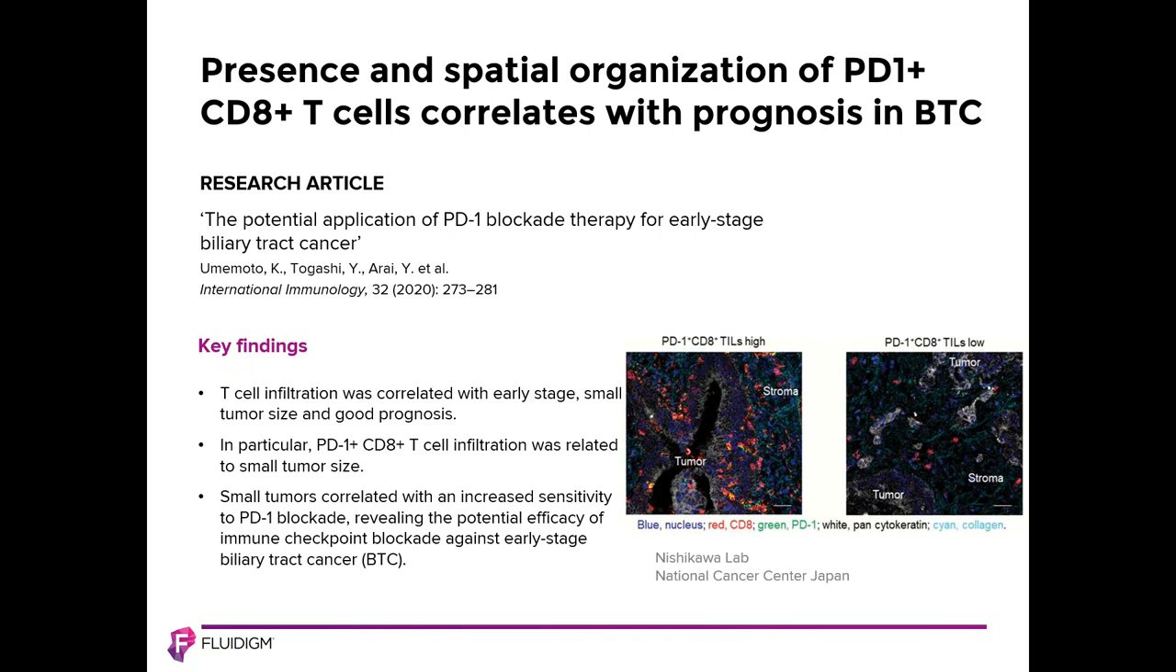In addition to using cells in suspension, checkpoint inhibitor studies have looked at tumor microenvironment using imaging mass cytometry. Here in the Nishikawa lab at the National Cancer Center of Japan, they used imaging mass cytometry on the Hyperion imaging system to understand the spatial distribution of PD-1 positive, CD8 positive T cells in biliary tract cancer, or BTC. While disaggregating biliary tract tumor tissue showed that high levels of CD8 PD-1 T cells correlate with smaller tumor size, the spatial relationship of these cells to tumor cells was unknown.